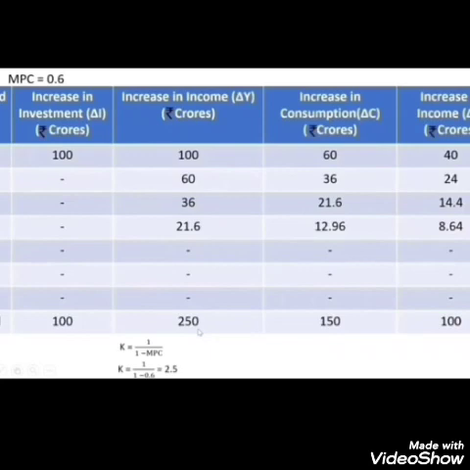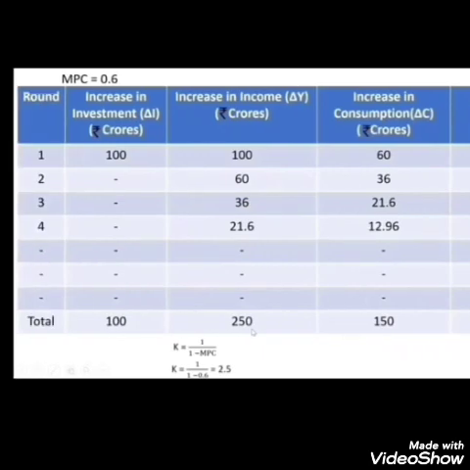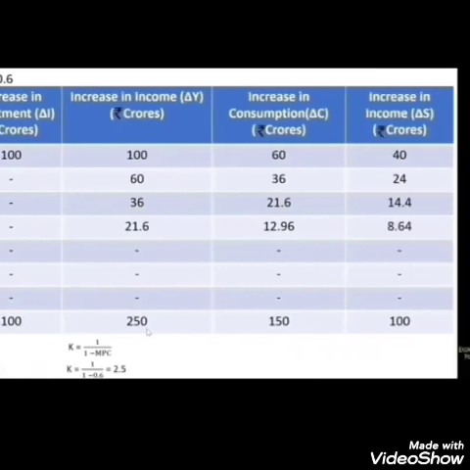So in this table we can assume that MPC, marginal propensity to consume, is 0.6, that we have to consume only 60% of our income, in each and every case. So here we take 4 rounds. The increase in investment, that means delta I, is 100 crore.